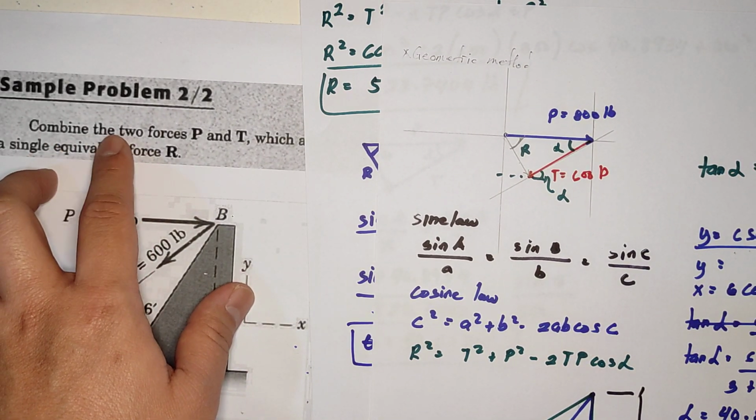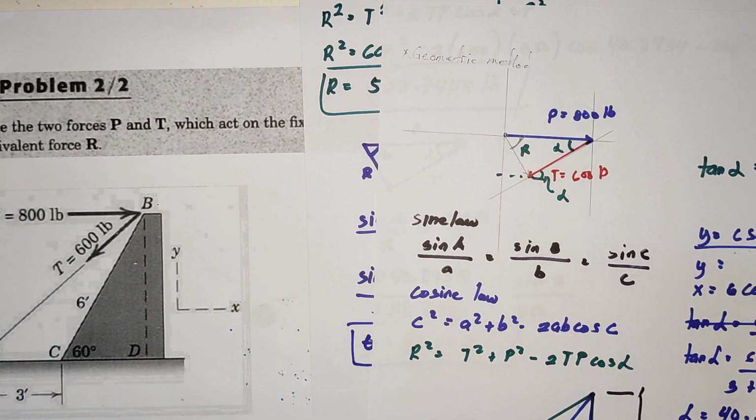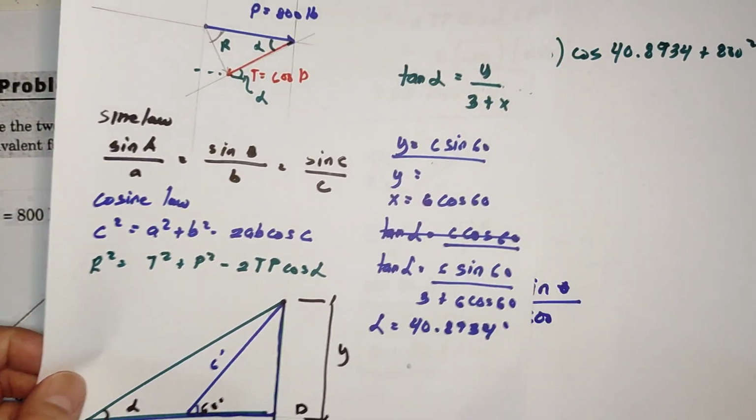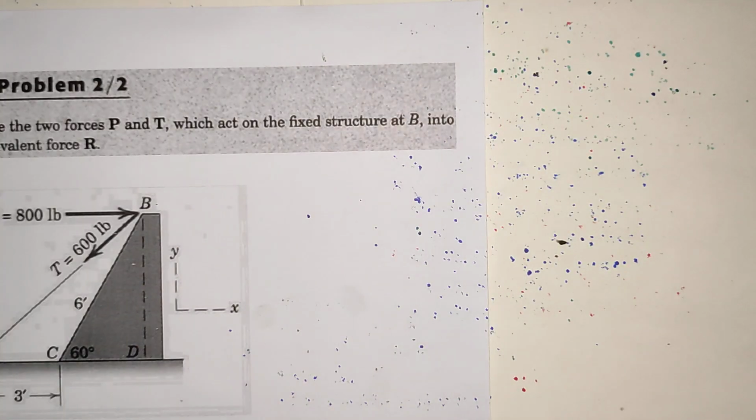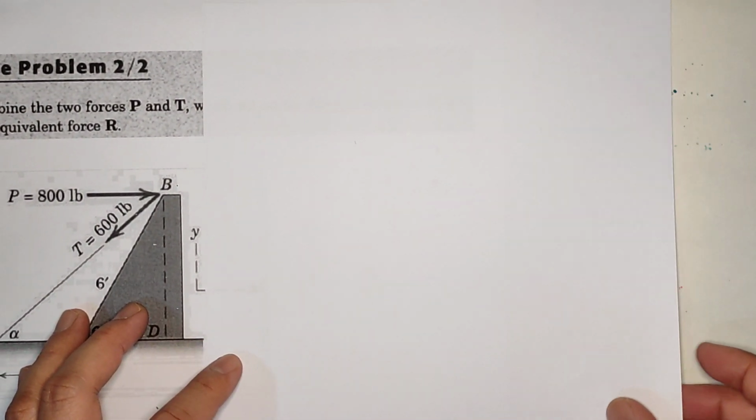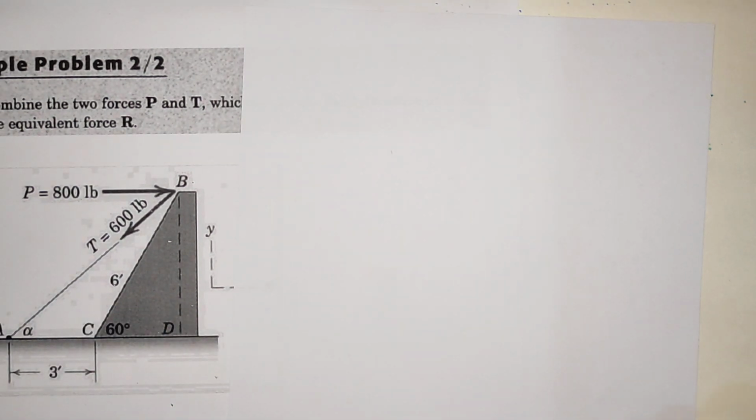Here, we combine the two forces. So that's the geometric method. Now let's go to the algebraic method. The algebraic method is very useful if you have more than two forces.